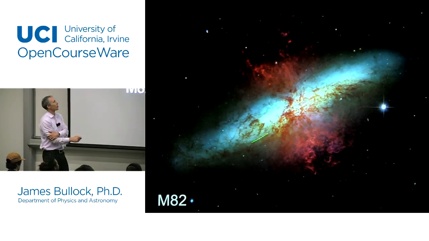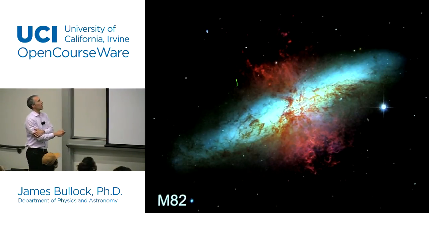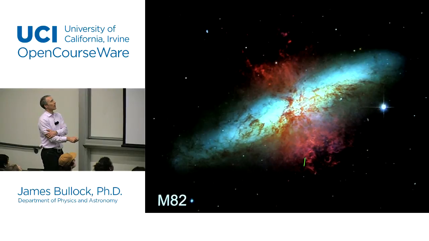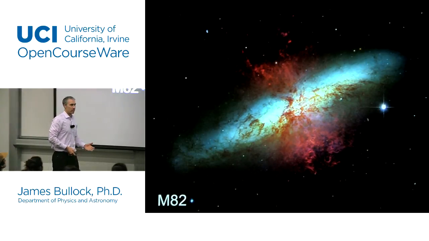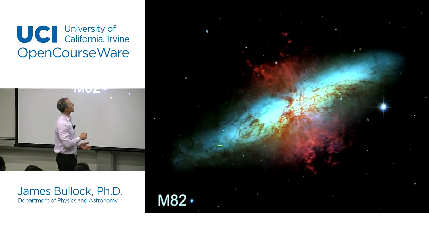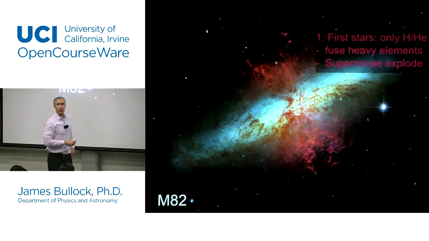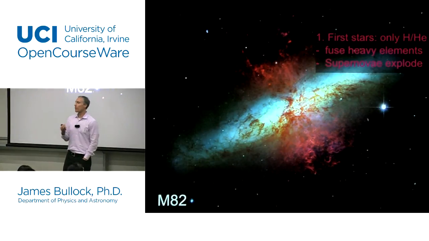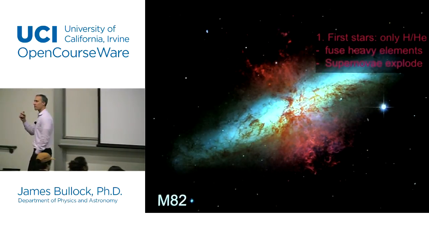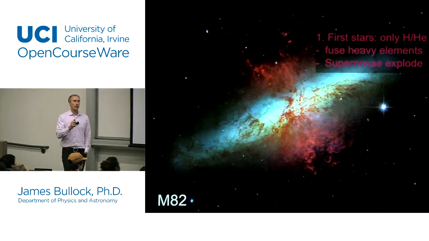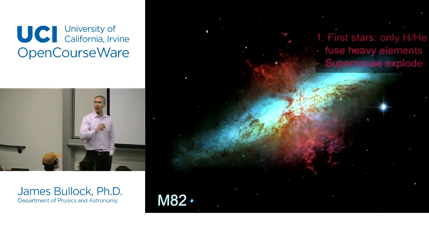What's going on is it's an edge-on galaxy, and there's a lot of dust. And this red stuff is glowing hydrogen gas that's being expelled out of the galaxy. What's happening in this galaxy, it turns out, is it's forming stars at a really rapid rate, an unusually rapid rate. And when very massive stars form, they don't last very long, and they blow up as supernovae.